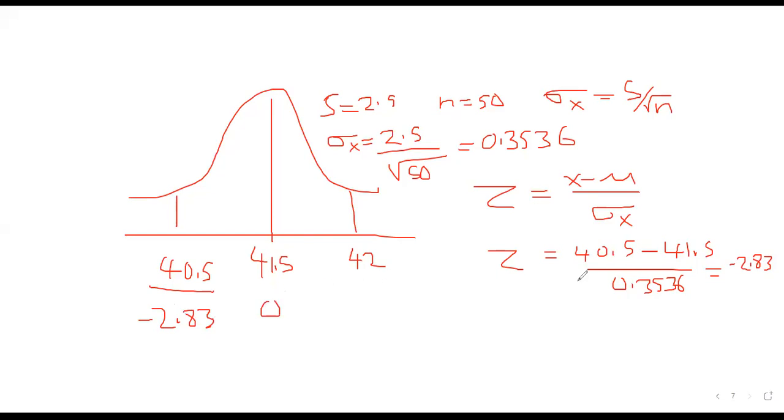This is at 0. For the 42, we're going to say 42 minus 41.5 over the standard error, which is 0.3536. When you divide and compute, you're going to find positive 1.41.